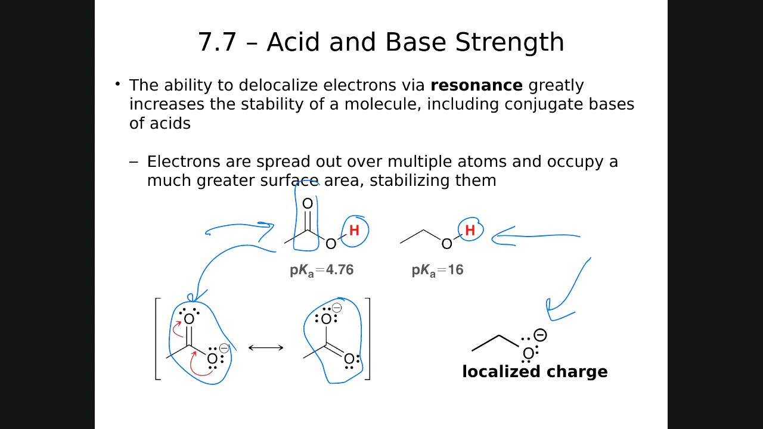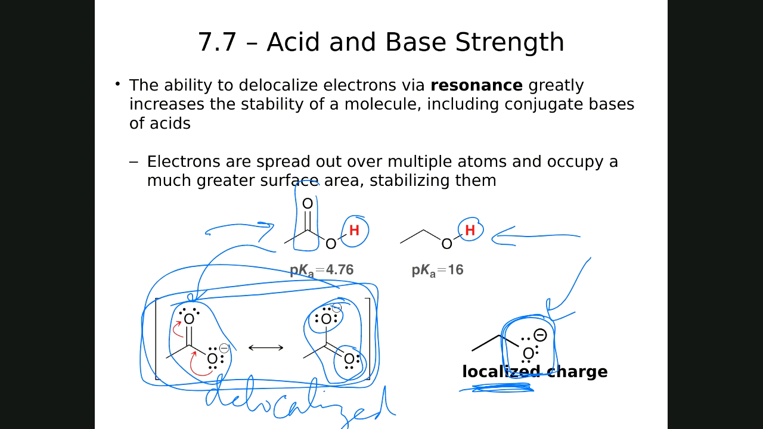Because this charge is pretty much stuck on oxygen, we call that a localized charge. As opposed to being spread out over two oxygens, which is what we call a delocalized charge. That is a much more stable outcome. Therefore, the loss of the proton from this compound is much more favorable, much more likely. And this is why, when you compare the pKa's of these two compounds, acetic acid has a much lower pKa, which makes it a much stronger acid than the other one.